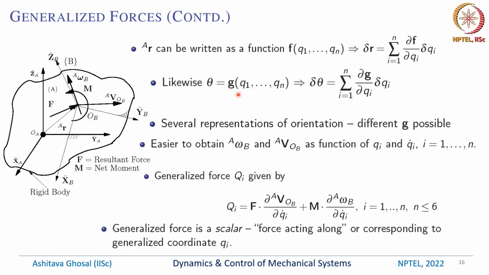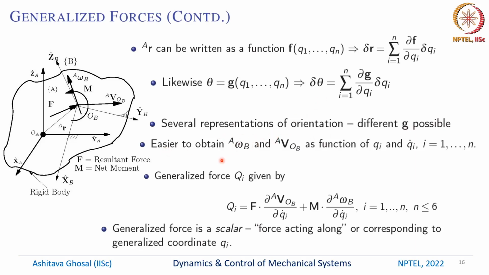Likewise, for theta, I can write some function g of q1 through qn, and delta theta, which is the infinitesimal rotation, can be written also as the partial of g with respect to qi into delta qi. So what is the issue here? The issue here is that there could be many representations of g of theta. I can have g in one form, which is Euler angles. I can have Euler parameters. I can have k and phi. I can have quaternion. So there are various different g's which are possible.